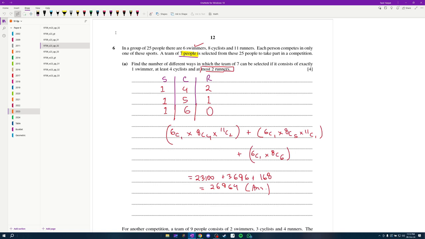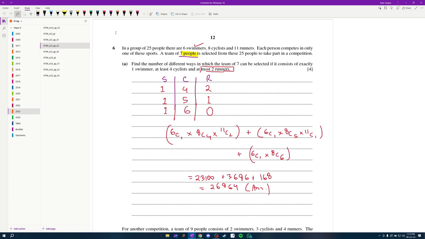Anyway, in a group of 25 people, there are 6 swimmers, 8 cyclists, and 11 runners. Each person competes in only one of these sports. So a team of 7 people is selected from these 25 people to take part in a competition. So it's like the one where we selected the football team in my example, right, initially. So exactly 1 swimmer, at least 4 cyclists, and at most 2 runners. So runners can be 2, 1, or 0, and cyclists can be 4 or more.